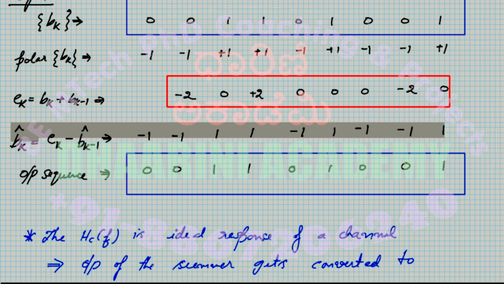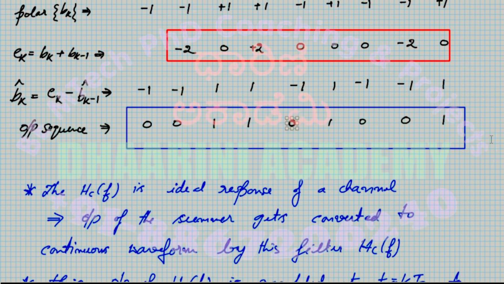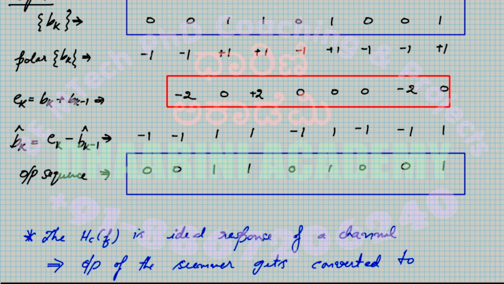So once the bk cap is calculated, this is in the polar format, convert it back. Every minus 1 will be a 0, and every plus 1 will remain as a 1. So if you compare the first bk and this output sequence, they are the same. That means, yes, your duo binary is working fine.